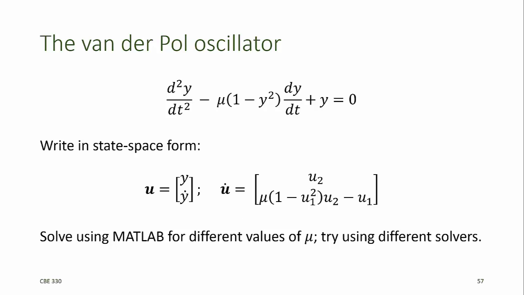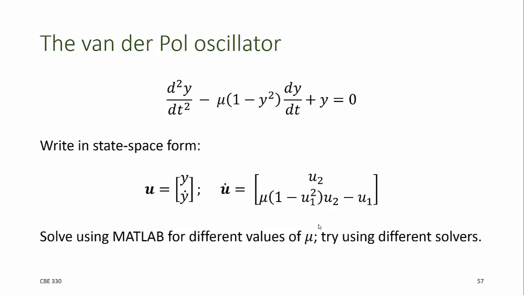Of course, the time derivative of y, or u1 dot, is just equal to y dot, or u2. And the time derivative for y dot, or u2 dot, is the second derivative of y with respect to time, which we can find by solving the van der Pol oscillator equation for d squared y dt squared, by moving these terms over to the right-hand side of the equal sign. Remember that when we write the state space form, these equations should not contain y, they should only contain the state variables u1 and u2.